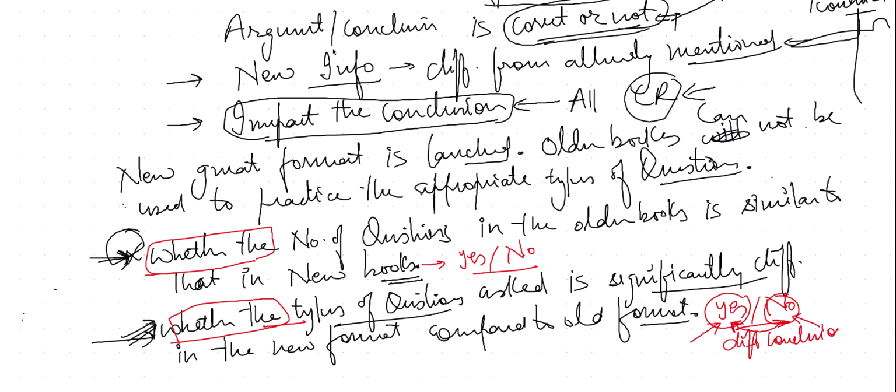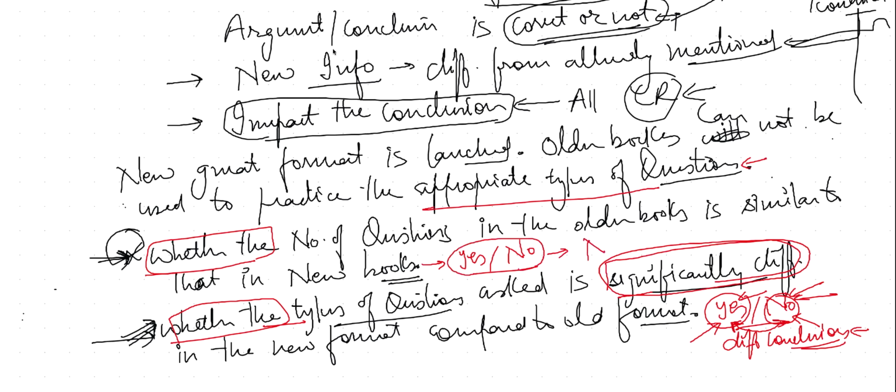Okay, so in this case, if we answer yes, the questions are significantly different, the type of questions, then we say that yes, we cannot use older books. Okay, but if the answer is no, the questions are not significantly different, then this conclusion would be wrong. Then we would say that older books can be used to practice the right kind of questions. But if we say yes and no here, it will have no impact on the argument, because again, you're not talking about number of questions.